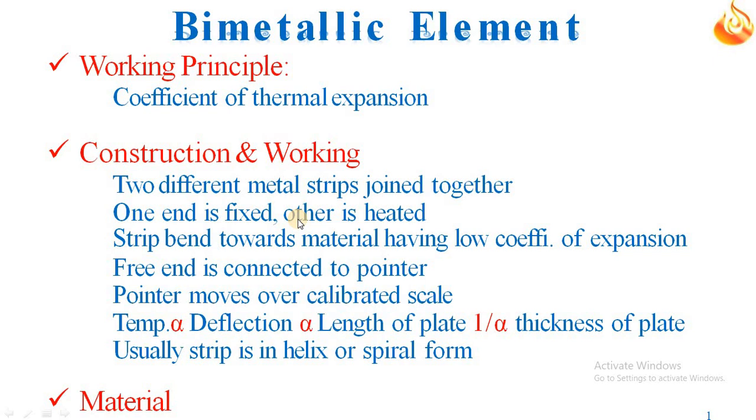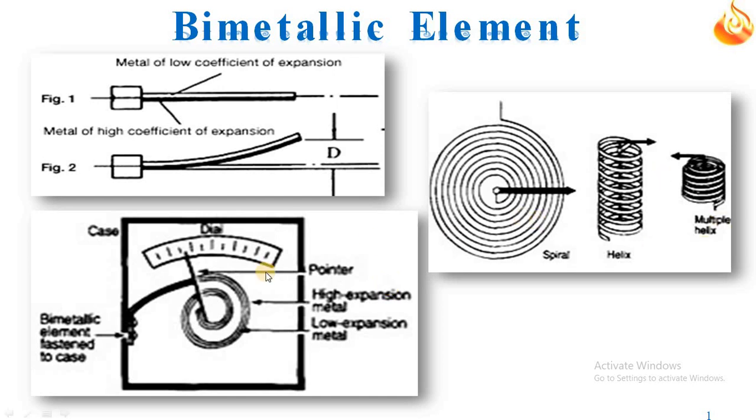This instrument is available, or we can use this instrument in two methods. That is, the first one is the spiral type bimetallic thermometer, whereas the other one is helix type bimetallic thermometer. We will further see how we can measure the temperature by using this instrument. For explanation of these points we need to refer to the diagram. So let's move to this diagram.